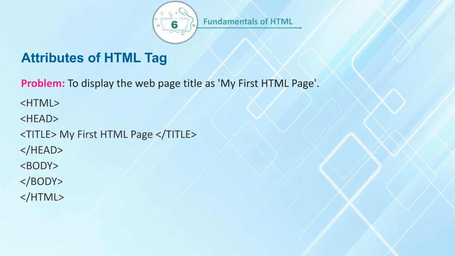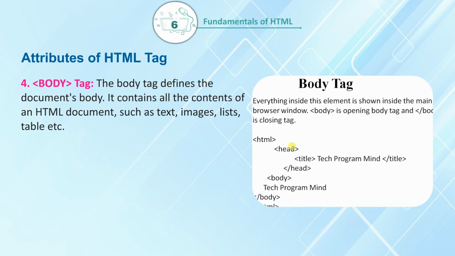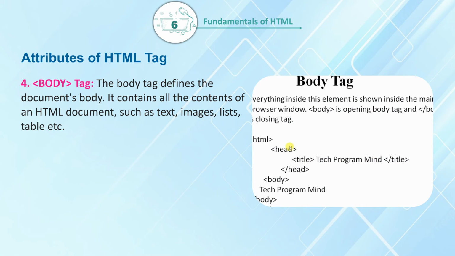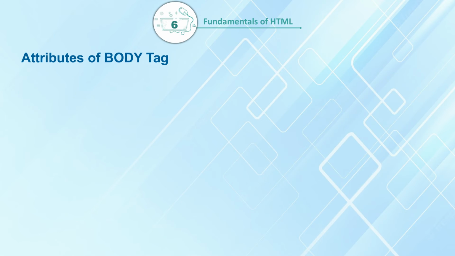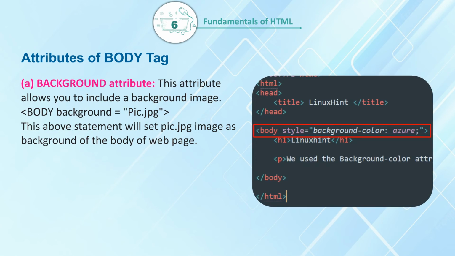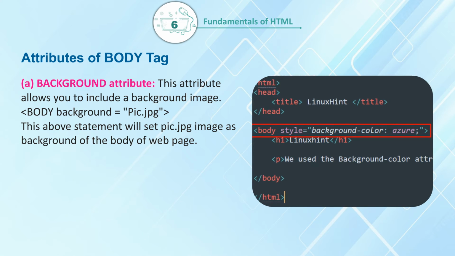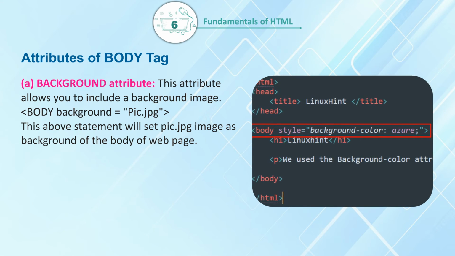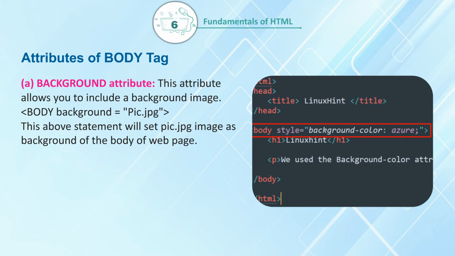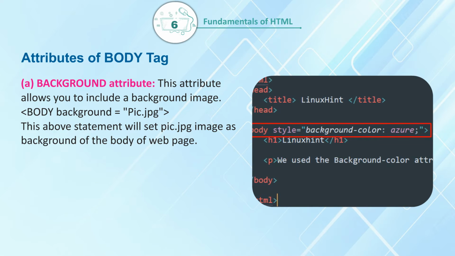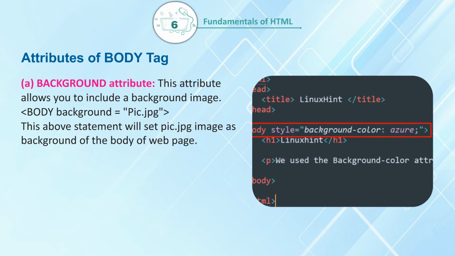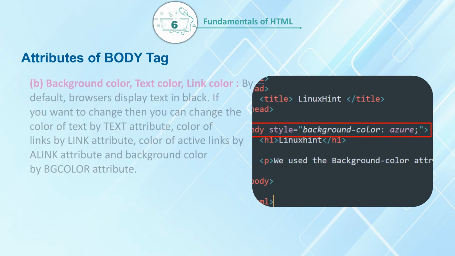Html, head, title, My First HTML Page, /title, /head, body, /body, /html. Body tag. The body tag defines the document's body. It contains all the contents of an HTML document such as text, images, list, table, etc. Attributes of the body tag. Background attribute. This attribute allows you to include a background image. Body background equal to pic.jpg. This above statement will set the pic.jpg image as the background of the body of the web page.